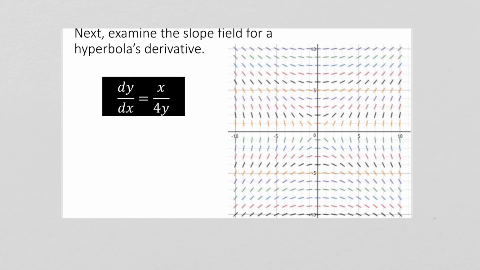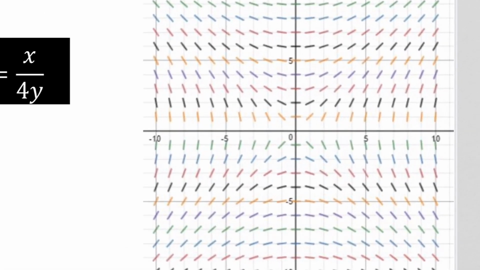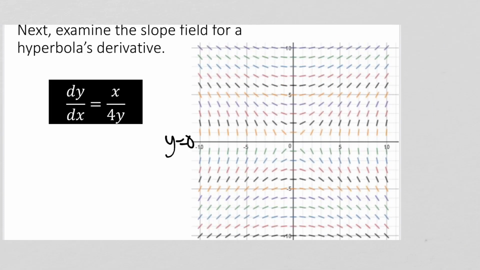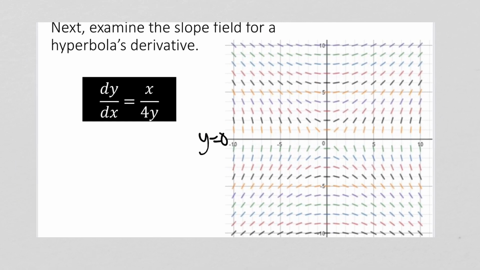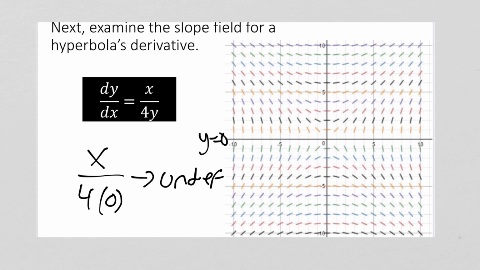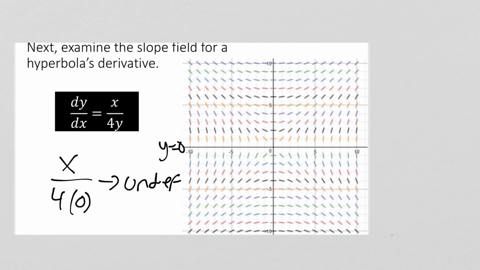So here's a slope field for multiple hyperbolas, modeled by dy/dx equals x over 4y. Let's see what we notice about this. First of all, what's going on when y is 0? There's nothing there. We don't see any kind of slope when y is 0, because if I do x divided by 4 times 0, that's going to be an undefined slope. So whenever y is 0, there's no slope showing up because it's undefined.